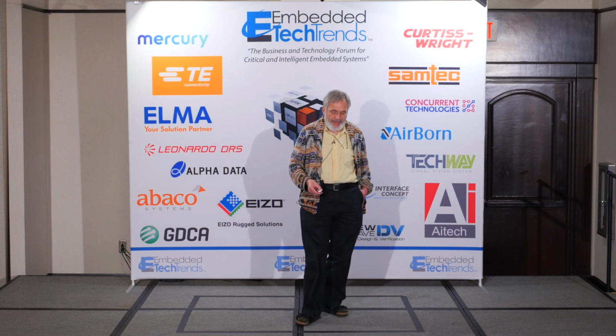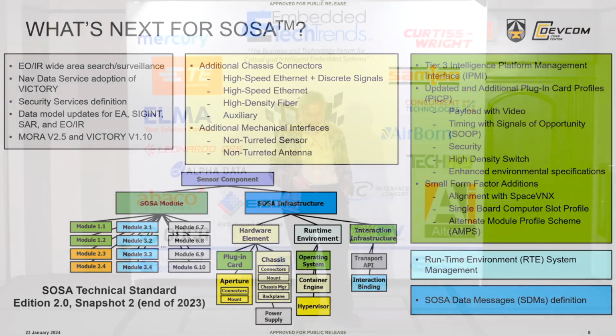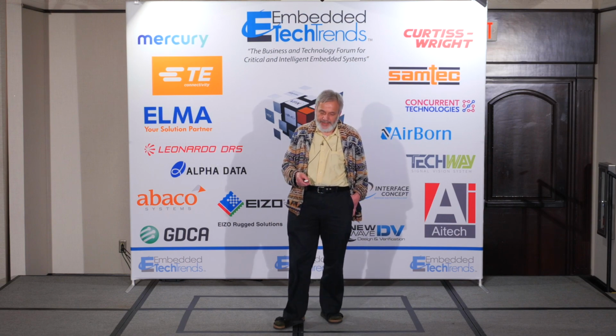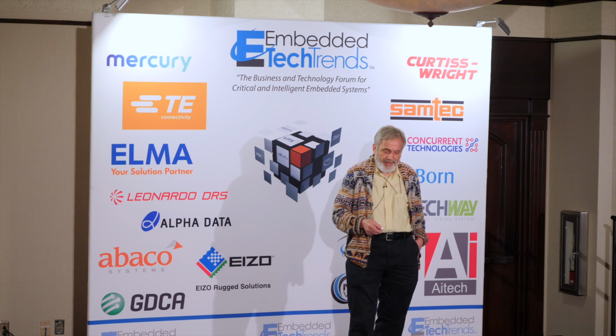What's next for SOSA? Snapshot 2, we've been done with it for a while, but it's still going through the publication process. It was supposed to come out at the end of December. I'm not sure exactly when it's come out, but it will be soon. Here are some of the things that are in that. There's EOIR, wide area surveillance has been added. There's the NAV data services of Victory, security stuff, data model things, and as I mentioned earlier, MORE and Victory have been added. There are chassis connectors being added, changes happening there, additional mechanical interfaces. And then over on the right, Tier 3 IPMI has been added. And then some updates to plug-in card profiles.